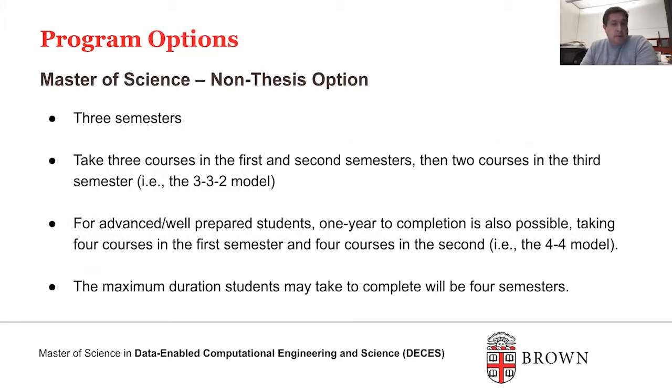Okay, so the two options. Let's talk about the Masters of Science non-thesis option, and this is likely going to be the option for most students. It takes 3 semesters: you can take 3 courses in the first and second semesters, and then 2 courses in the third semester. So if you start in the fall, you'll go through fall and spring. This will enable you to perhaps do an internship in the summer, come back and finish the degree. For more advanced, well-prepared students, a 1-year completion is also possible, but you'll have to take 4 courses in each semester, which is quite a load, but it is doable. And as I said before, the maximum duration is 4 semesters for the program.